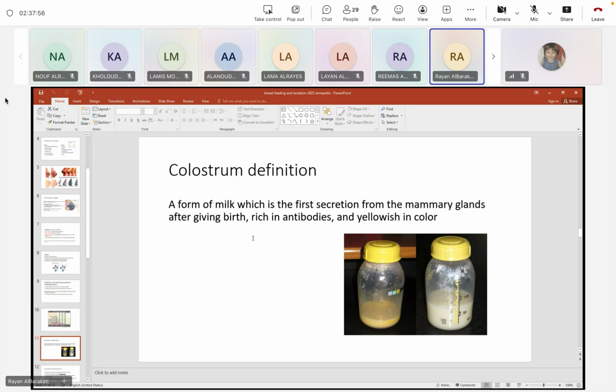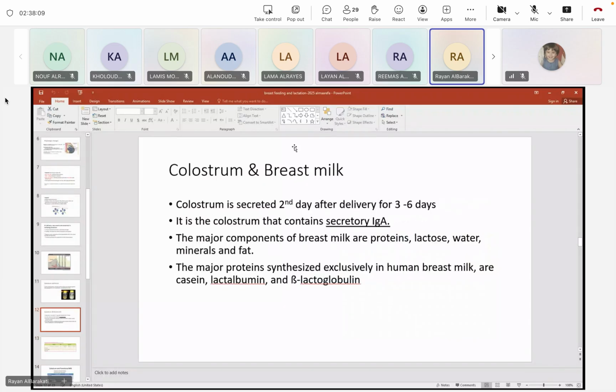Also, it is rich in immunoglobulins and antibodies. In comparison, both have them, but colostrum has more, and also lymphocytes produced by the milk. So it gives passive immunity. Colostrum is secreted from the first to second day after delivery for about 3 to 6 days. So it is usual that not all patients will have milk from the first day. And this is the first complaint you have to remember.